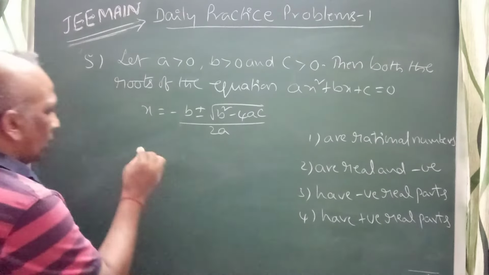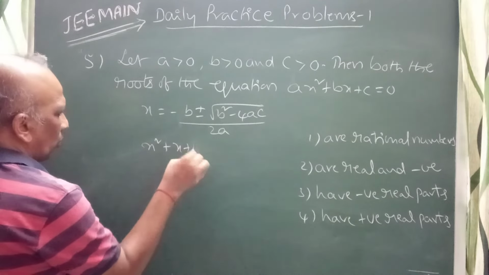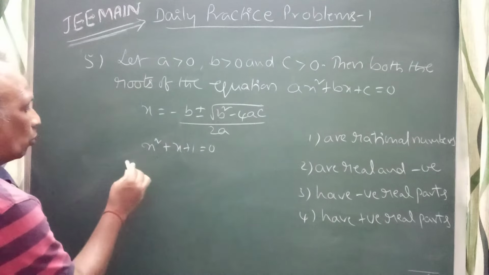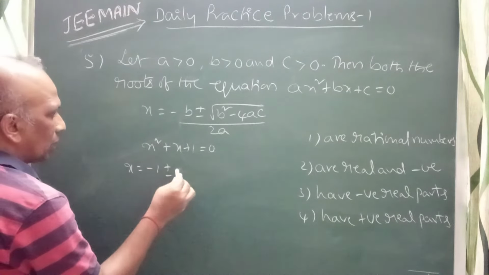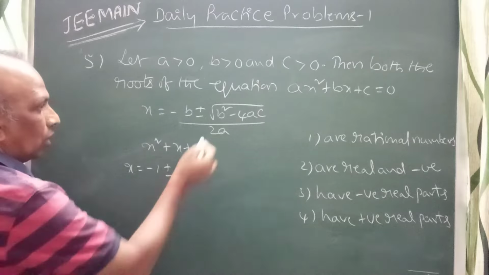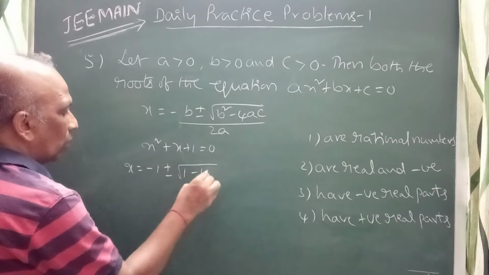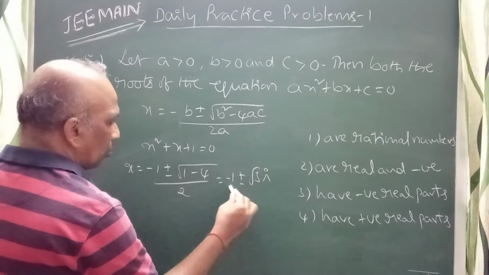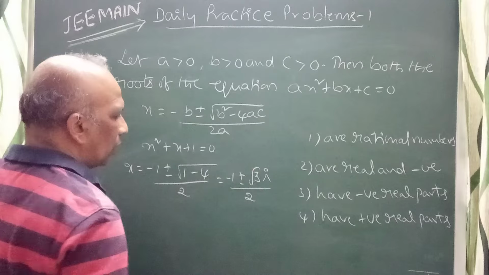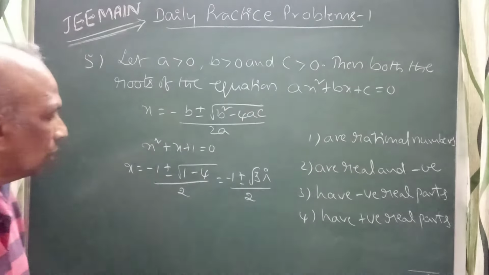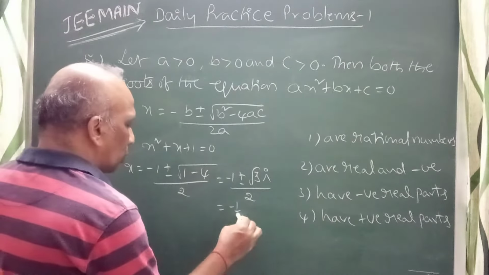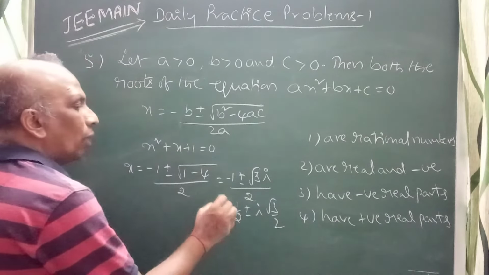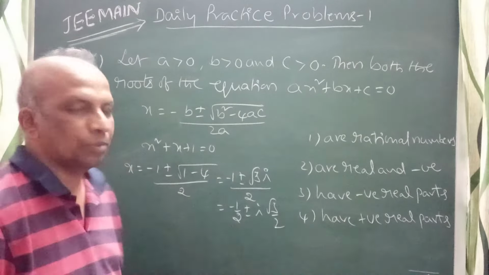For example, if we take the equation x² + x + 1, all of a, b, c are positive. The roots of this equation: you will get (−1 ± √(1 − 4)) / 2. You will get (−1 ± √3 i) / 2. It will come like this, right? You can observe here the real part is −1/2 ± i√3/2. Definitely you can say these have negative real parts.